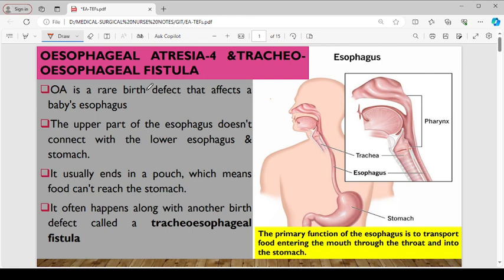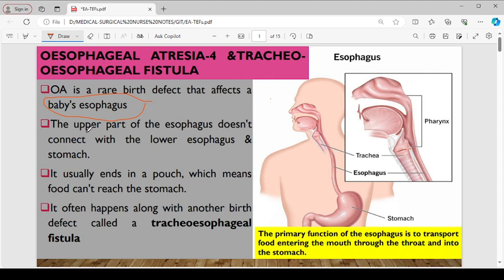Well guys, esophageal atresia is a rare birth defect that normally affects the baby's esophagus. As we all know, the esophagus is the tube that normally leads to the stomach, where food is temporarily stored.